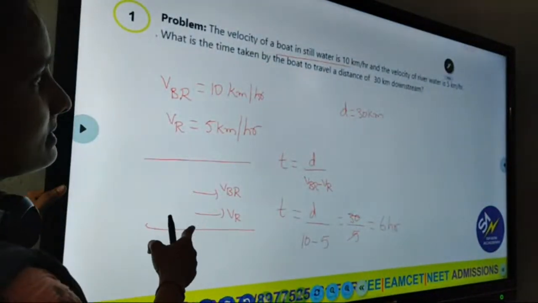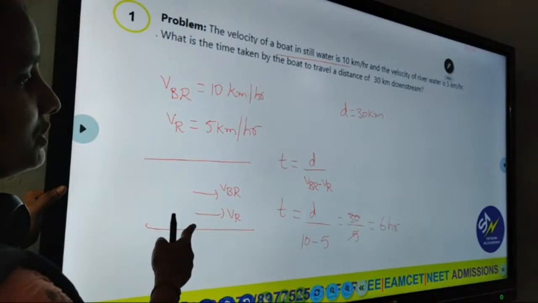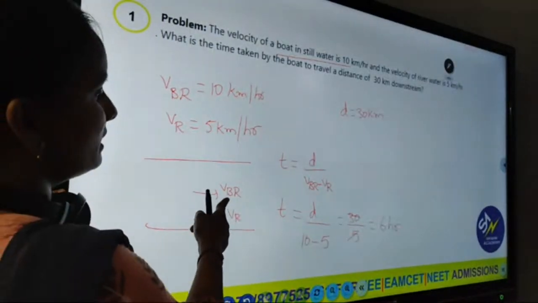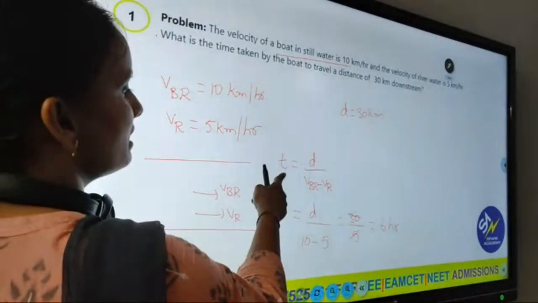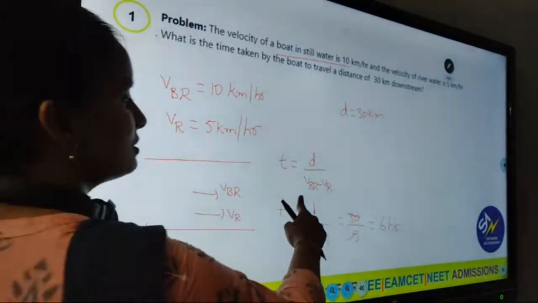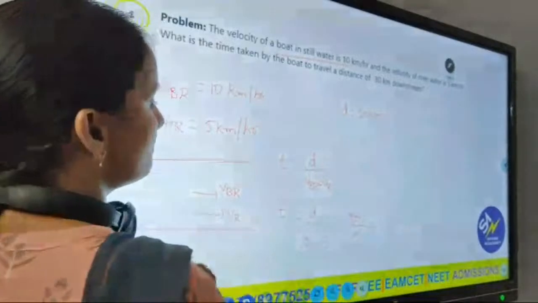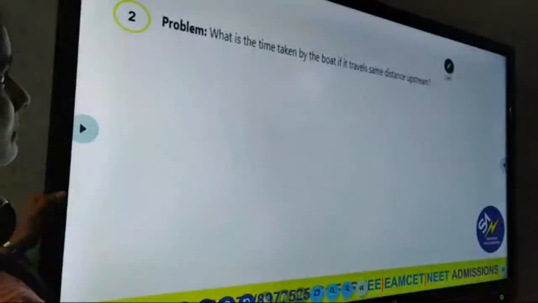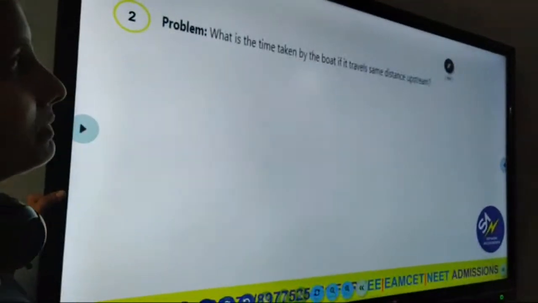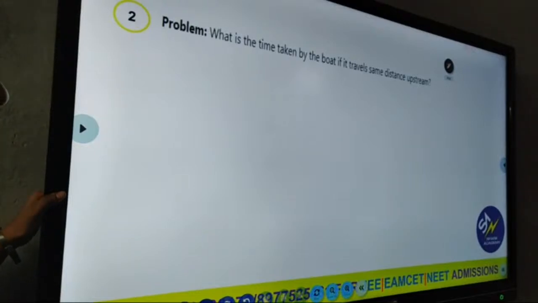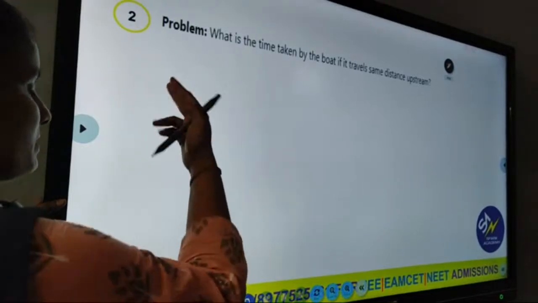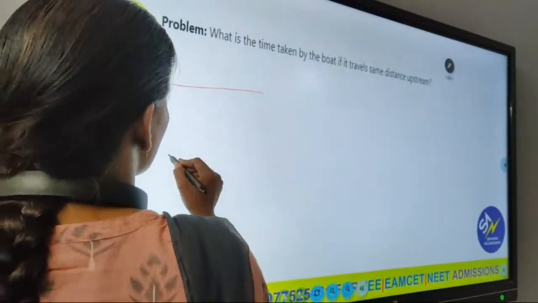So this is the case of relative motion in one dimension. Along the river flow there is a relative velocity. So for the time taken when they are in the same direction, we consider the difference in their velocities. And the next case: what is the time taken by the boat if it travels the same distance upstream, with the same values as the previous question?